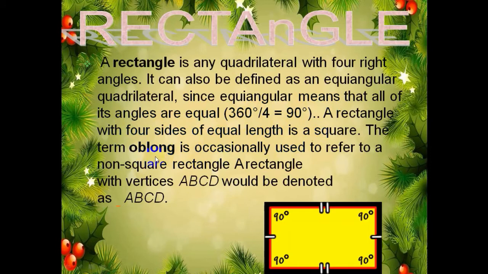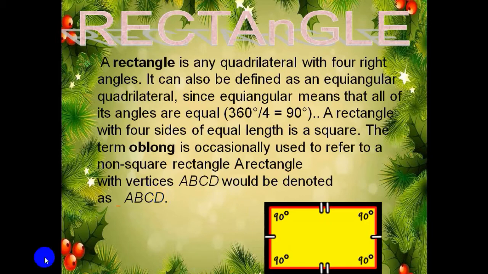The term oblong is occasionally used to refer to a non-square rectangle. A rectangle with vertices A, B, C, D would be denoted as rectangle ABCD. So, dear students, square and rectangle are quadrilaterals. A square and a rectangle have 4 sides, but in a square, the length of all sides are equal and the measure of all angles is 90 degree. Similarly, in the rectangle, the measurement of each angle is 90 degree, and the length of the opposite sides are equal.